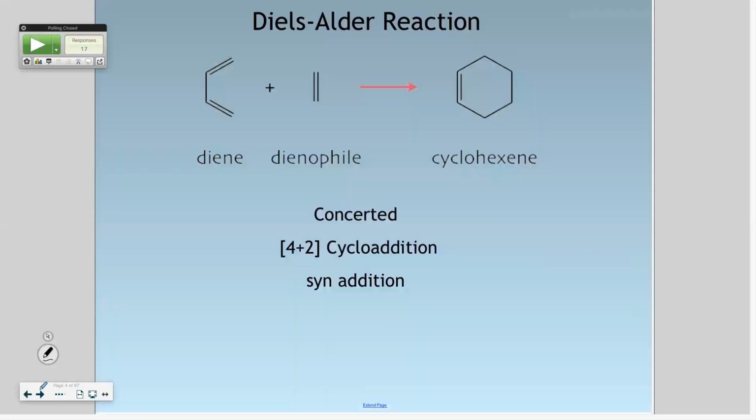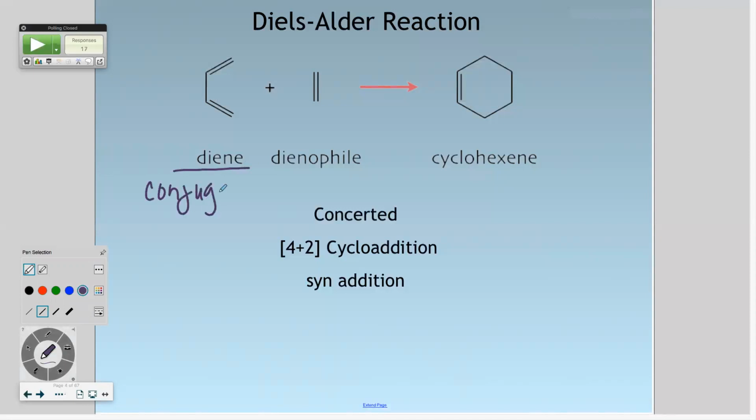Okay. All right. So in the Diels-Alder reaction, we're going to take a diene and we're going to add a dienophile. Have you heard those terms? Unfortunately. Okay. What characteristic do you think a diene has? A conjugated what? Double bonds. Yeah. Okay. Conjugated double bonds.